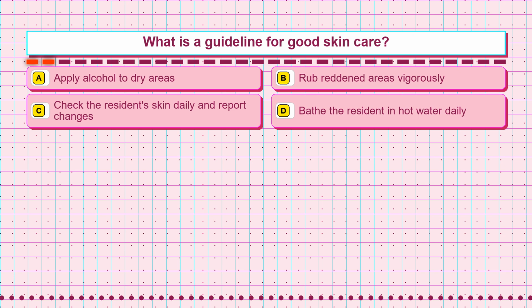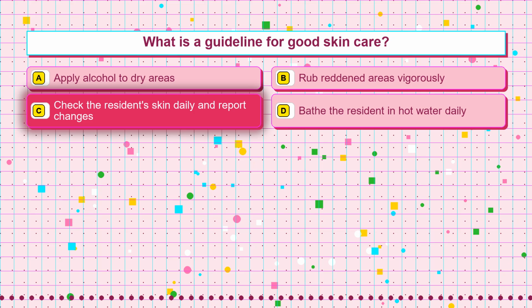Question 97. What is a guideline for good skin care? Option A, apply alcohol to dry areas. Option B, rub reddened areas vigorously. Option C, check the resident's skin daily and report changes. Option D, bathe the resident in hot water daily.